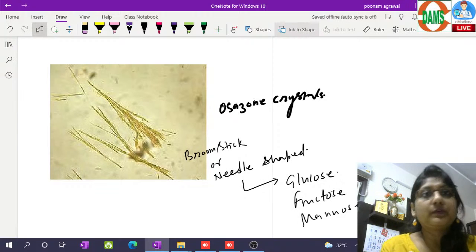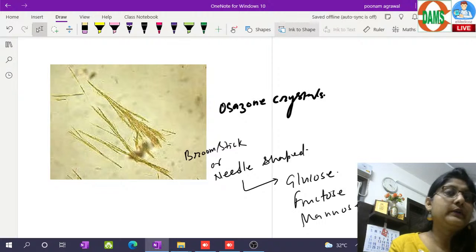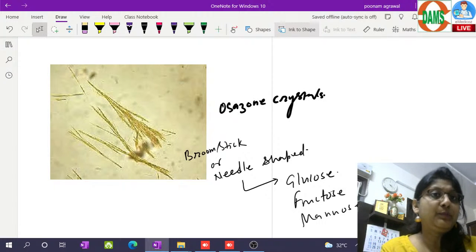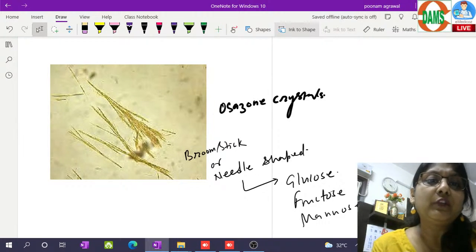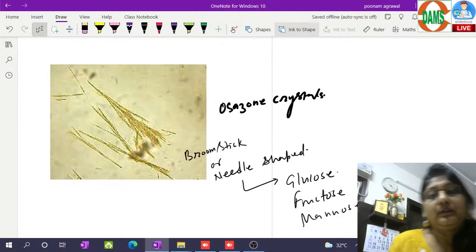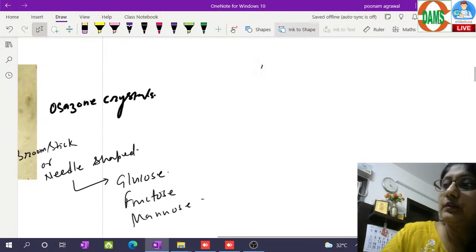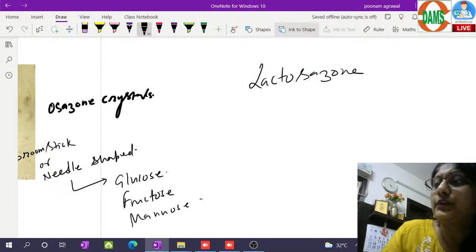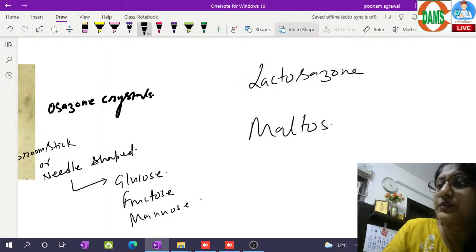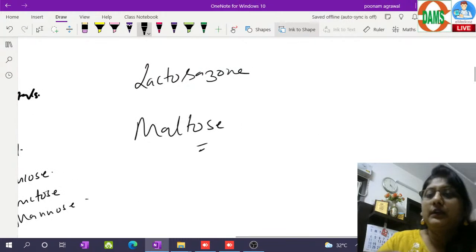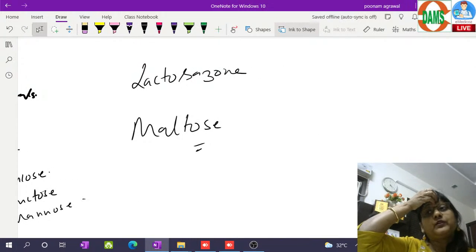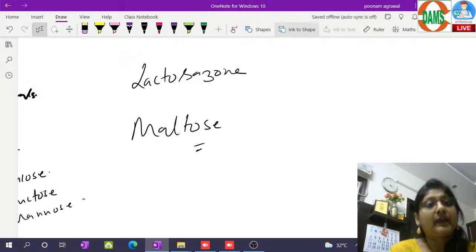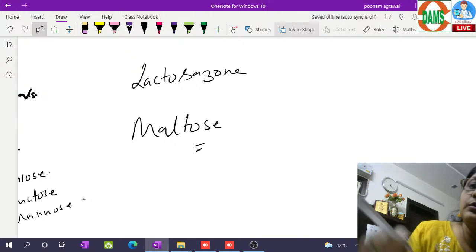Like lactose is also a reducing sugar, but that gives you a different shape of osazone. Maltose is also a reducing sugar that gives you a different shape of osazone. So can you tell me which shape the lactose is giving you after making the osazone, lactosazone, what shape it is showing, and maltose, what shape it is showing? Can you just tell me? Lactosazone, what shape is the lactose showing you?